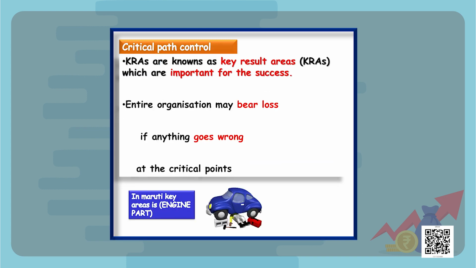Let's discuss critical path control. Key result areas are those areas which result in the success of the organization. For a car company, the main success factor is the engine of the car. If anything goes wrong in the engine of the car, the whole company will suffer. So the company should not compromise on the engine component.